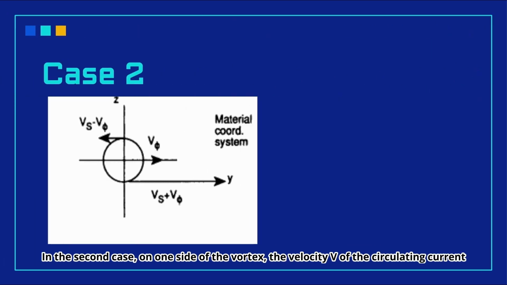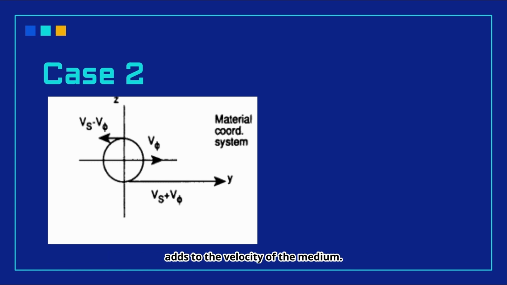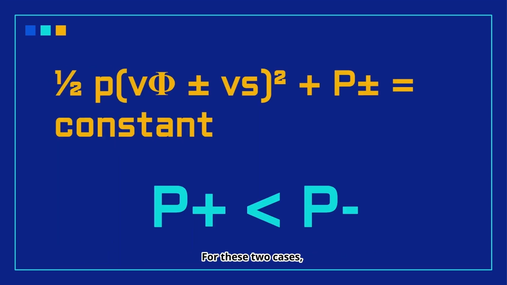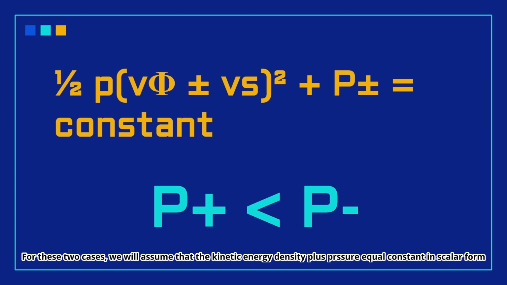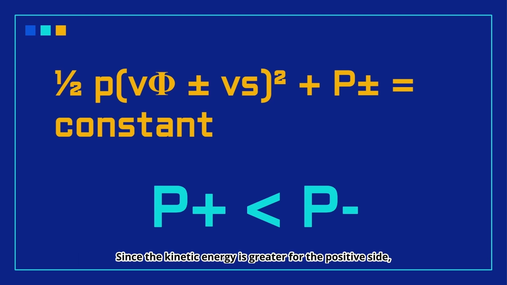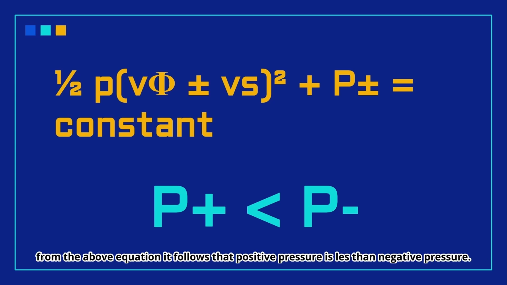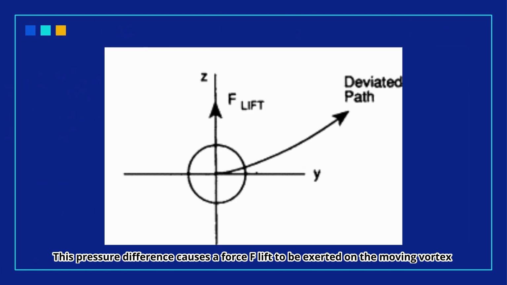In the second case, on one side of the vortex, the velocity v of the circulating current adds to the velocity of the medium, while on the other side it subtracts from it. For these two cases, we will assume that the kinetic energy density plus pressure equals a constant in scalar form. Since the kinetic energy is greater for the positive sign, from the above equation it follows that the positive pressure is less than the negative pressure. This pressure difference causes a force F_lift to be exerted on the moving vortex in a direction at right angles to its velocity, towards the lower pressure side.